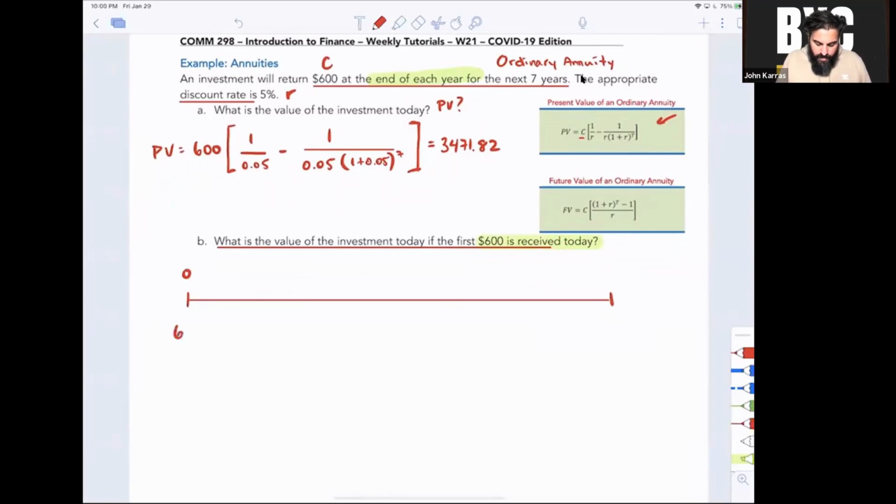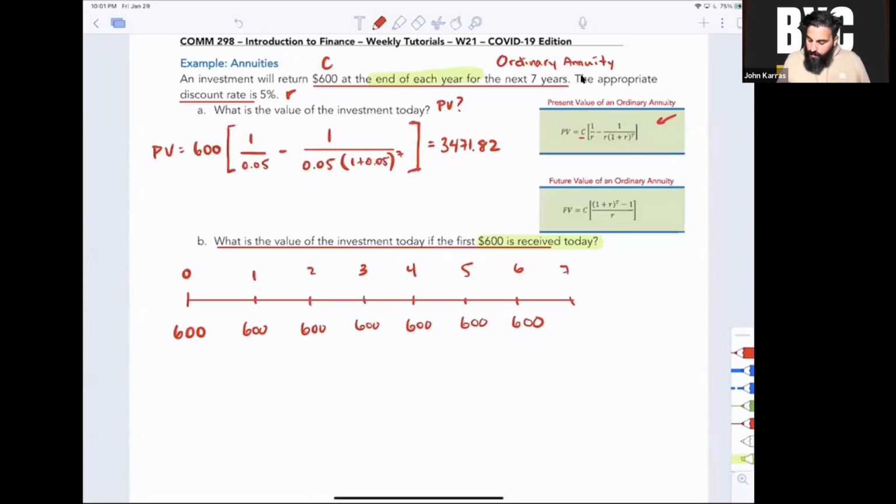Today is time 0. So if you were to get your first payment today, and you were to still receive 7 payments in total, this is what your timeline looks like. So you see, the payments are received in this question at the beginning of each period. So at the beginning of year 1, which is today, I got my first payment. At the beginning of year 2, at the beginning of year 3, and so on. We call this an annuity due.